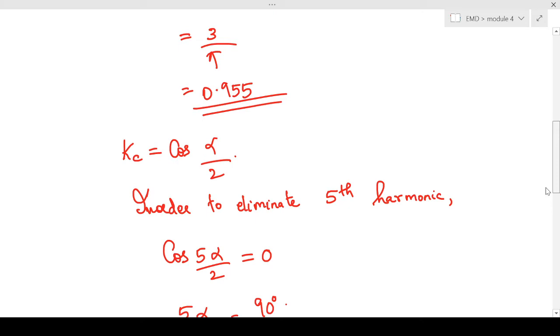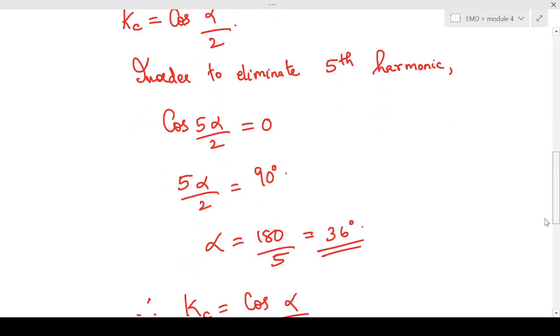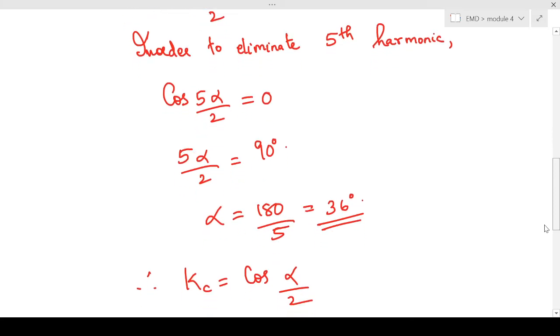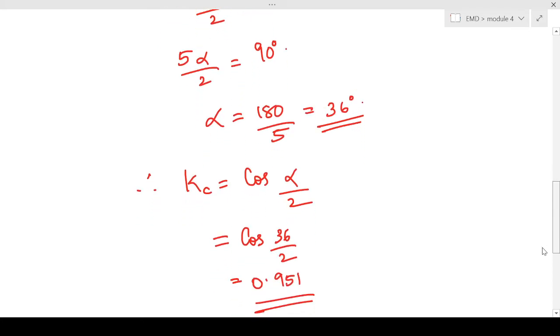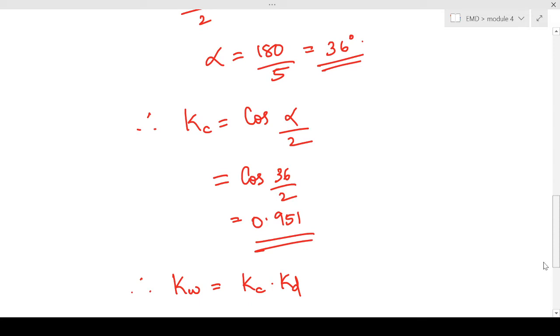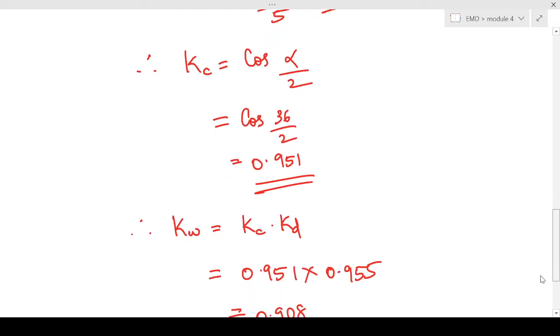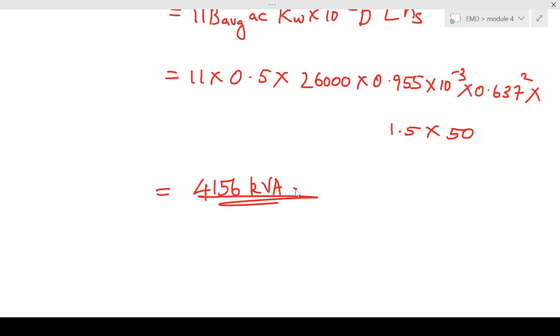That means 5α/2 should be equal to 90 degrees, and from that we'll get the value of α as 36 degrees. So the coil span factor is equal to cos(α/2), which is equal to cos(36/2), and we'll get that value as 0.951. So we'll get Kw as Kc into Kd, which is equal to 0.908. This value of Kw is substituted in the output equation, and we can obtain the value of L.